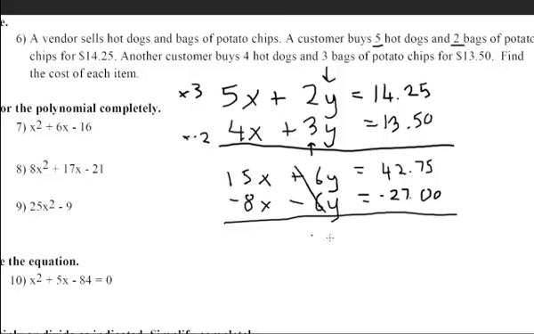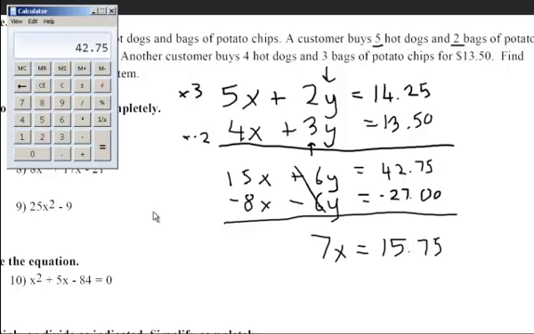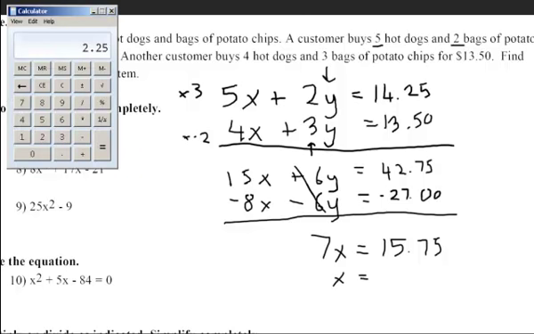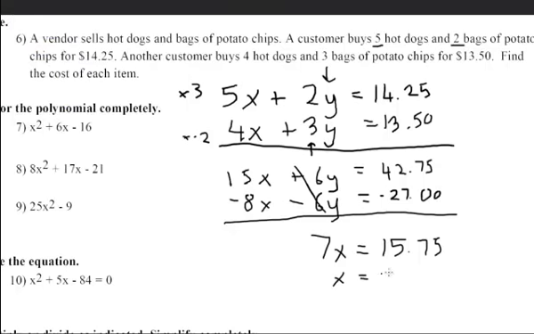Right, 15 take away 8 is 7x. And this will give me, what's this? 15.75? Hopefully. Right, 42.75 take away 27. There you go. Right, now divide it by 7. Okay, a minute later. So if I divide it by 7, x equals, what did that calculator say? 2.25. Okay, so 2.25. That's the price of a hot dog.